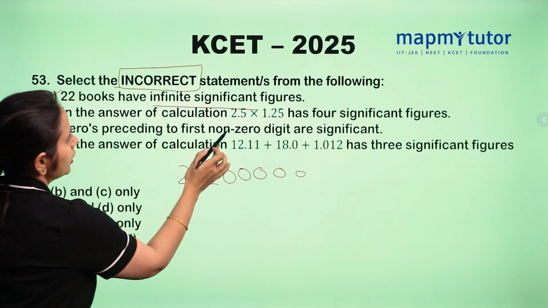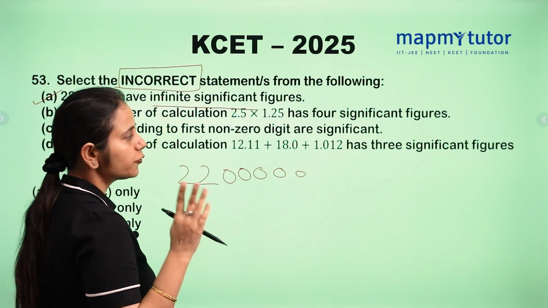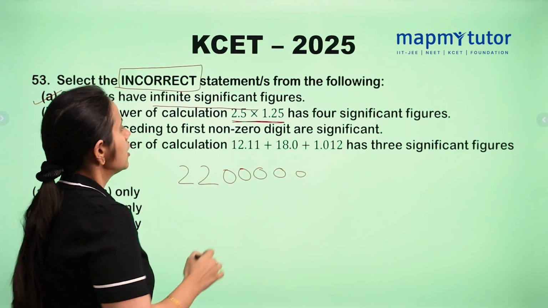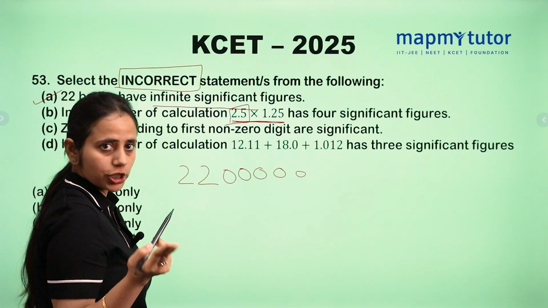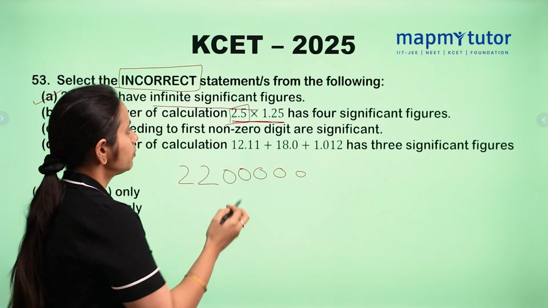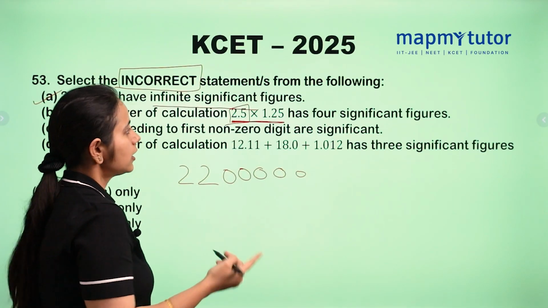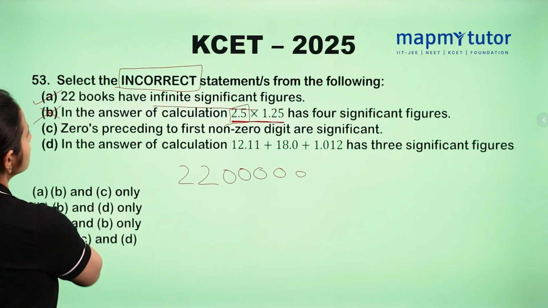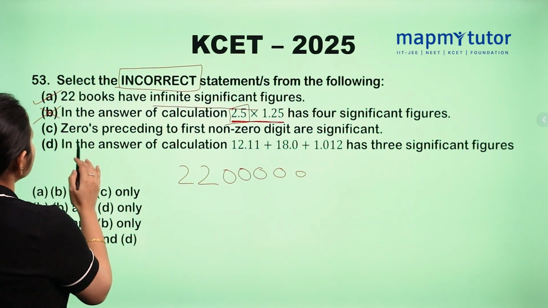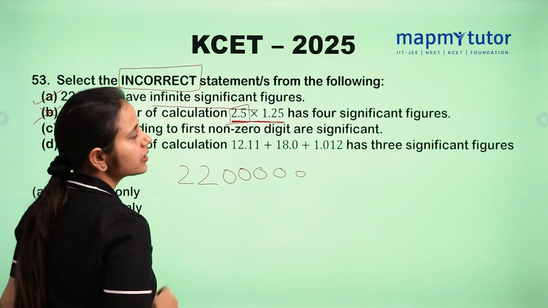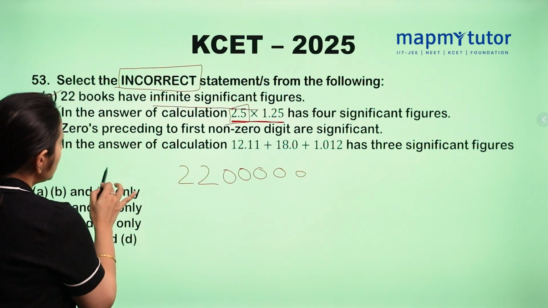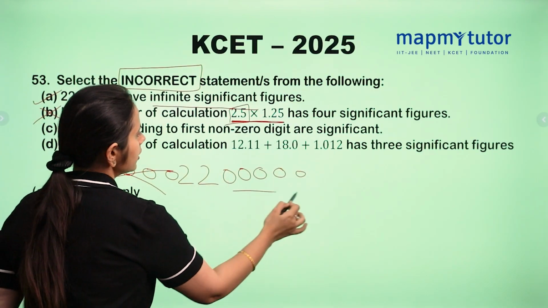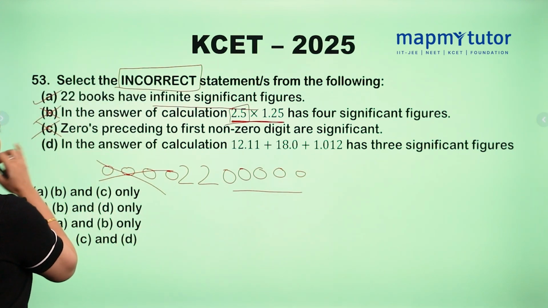In the answer of calculation, 2.5 into 1.25 has 4 significant figures. Well, this is not right. See, when we multiply these two terms, in the question here only 2 significant figures are there, minimum is 2 now. So when we get the answer, we will round it off to 2 significant figures. So 4 significant figures will not come. So this is the wrong statement. Okay. Next, zeros preceding the first non-zero digit are significant. Is it so? No. See, whenever we add 0 before any digit, these are not significant. Only the 0 after the digit are significant. So C is the wrong statement.